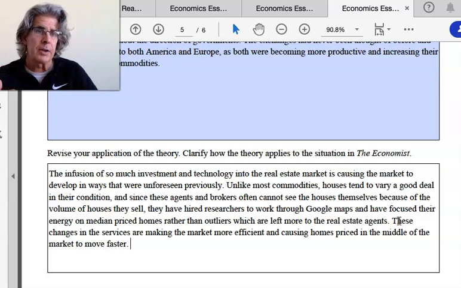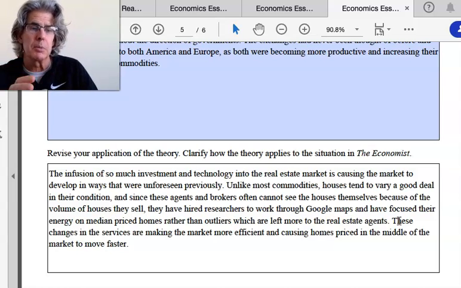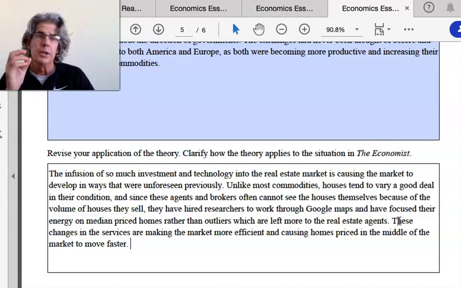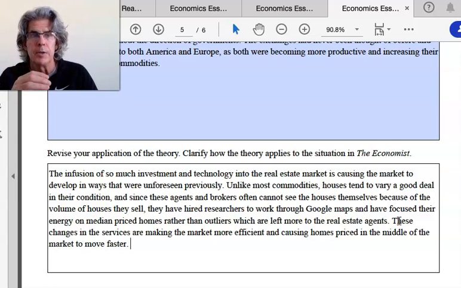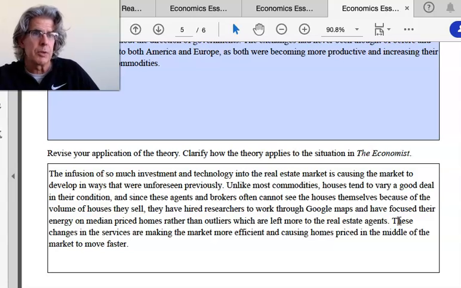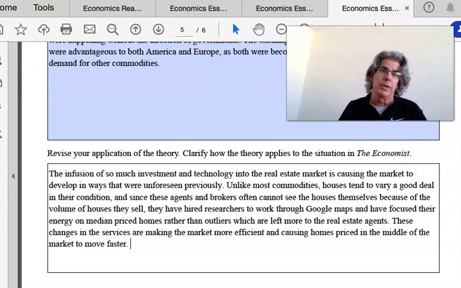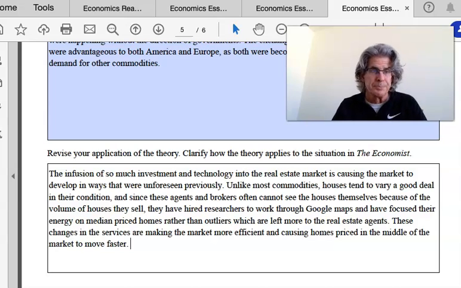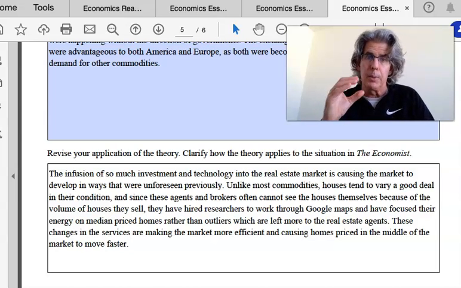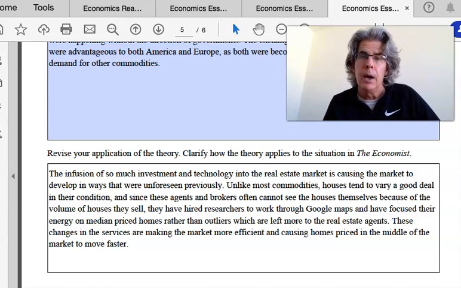So that's the effect of it happening. It's happening in the middle of the market, as that's where most of these brokers and real estate agents who are working with the new technology are focusing their efforts. If your home is actually much more expensive than the homes around it or much cheaper, the brokers are going to say, man, we don't know why. Is your kitchen a disaster or something like that? We can't search that on Google. We're just going to worry about the homes that are priced in the middle.